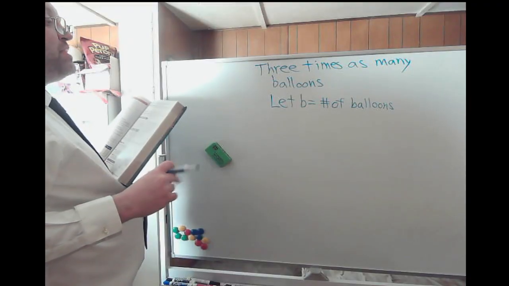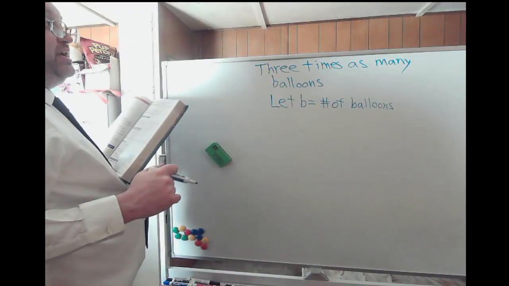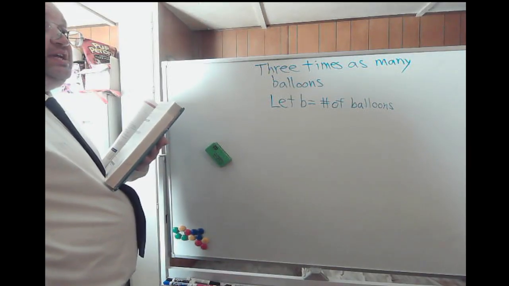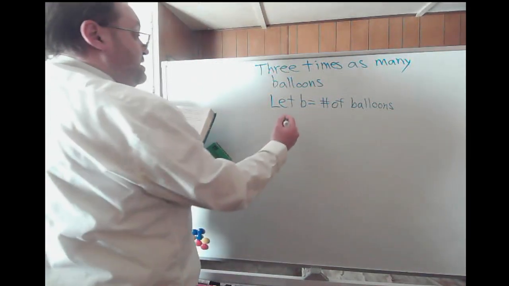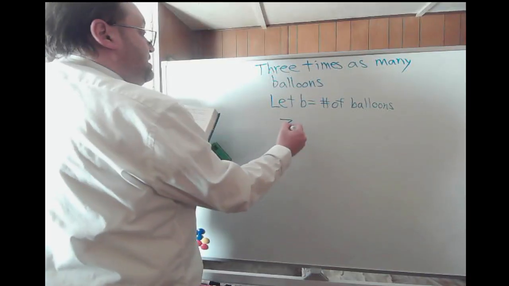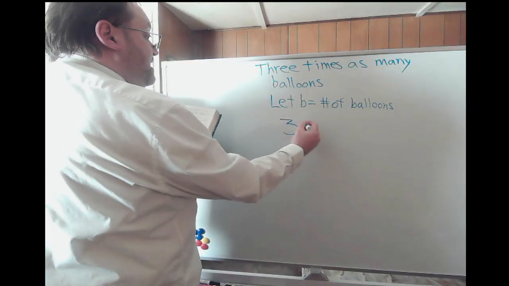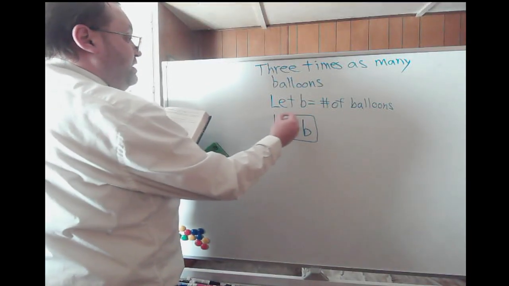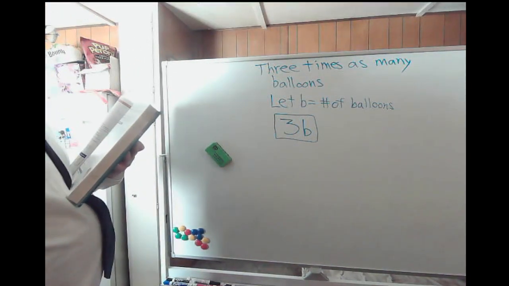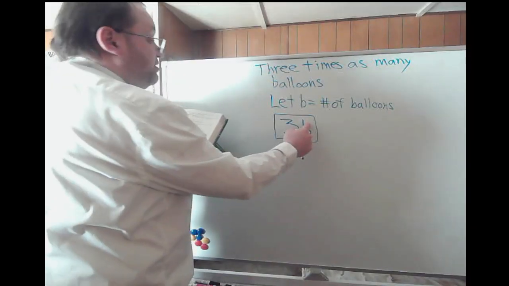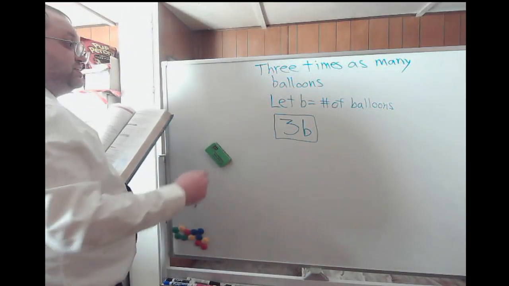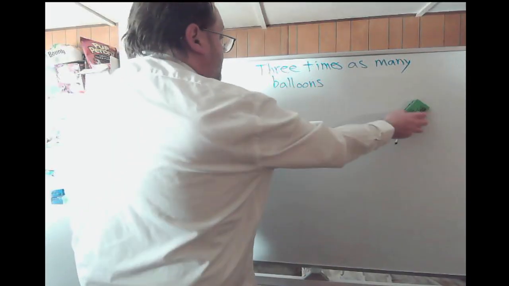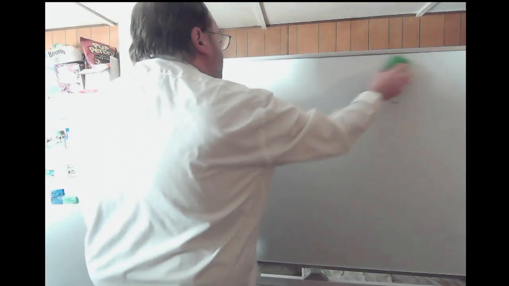Now, they said 3 times as many balloons. Well, that should be a dead giveaway. That's going to be a multiplication problem. 3 times. So you will take 3 times as many balloons. That'll just be 3 times the number of balloons. So the answer you would get is 3b. That'd be your algebraic expression. That's literally 3 times as many balloons. 3 times the number of balloons. So I think that one was a dead giveaway, that it was a multiplication problem.